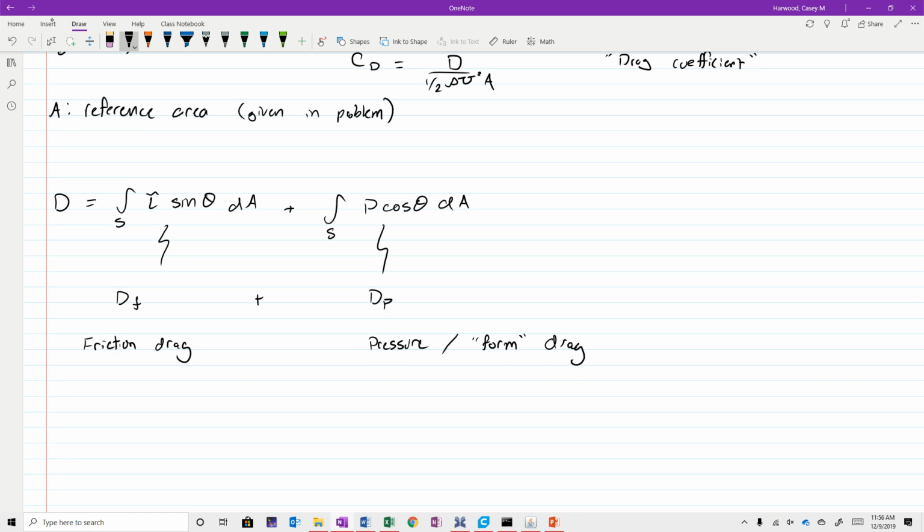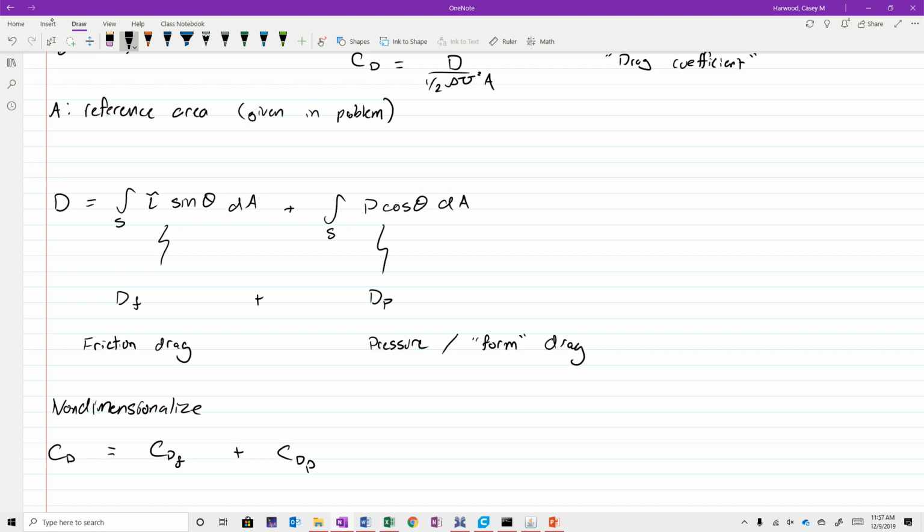Likewise, we could non-dimensionalize, so we get that the total drag coefficient is equal to CDF plus CDP, right? We keep the same nomenclature: our friction drag coefficient and our pressure drag coefficient.